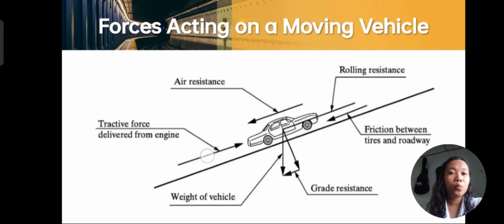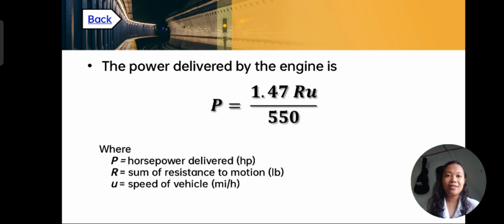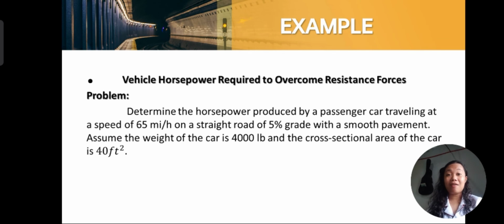This is the one that we measured in terms of horsepower. Therefore, the engine must produce the necessary tractive force to overcome all of the resistance forces that are acting on it while the vehicle is in motion. The power delivered by the engine is given by the formula P equals 1.47 RU all over 550, where P is the horsepower delivered, R is the sum of the resistance of motion, and U is the speed of the vehicle. Now let's have an example.